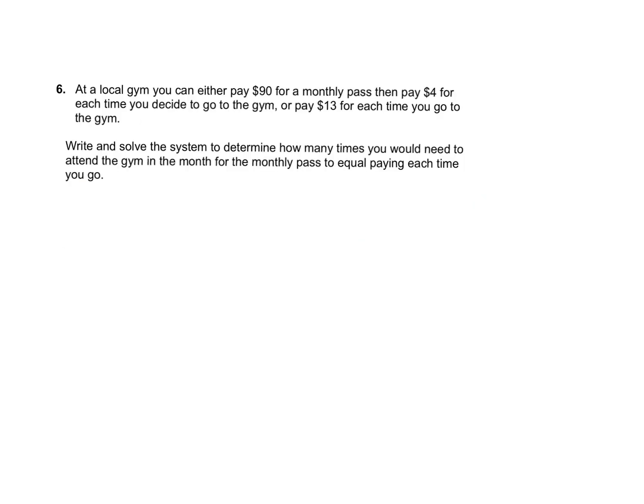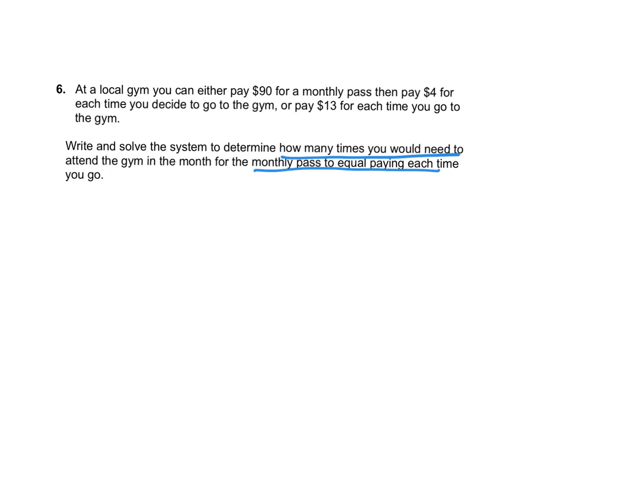All right, in our last example, we have: at a local gym, you can either pay $90 for a monthly pass and then pay $4 each time you decide to go to the gym, or you can pay $13 for each time you go to the gym. All right, so we're going to write and solve a system to determine how many times you would need to attend the gym in the month for the monthly pass to be equal to the each-time-you-go option. So we're looking to see how many times you'd have to go for both of them to be the equal deal. So let's take a look at this.